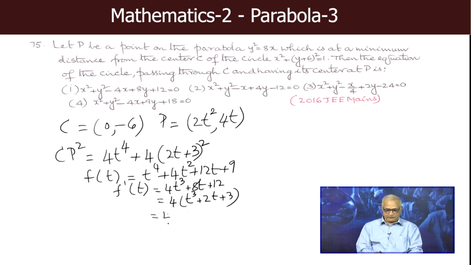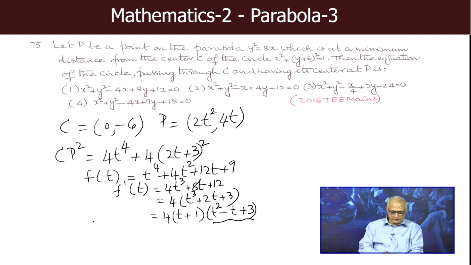Therefore, t plus 1 is a factor of this cubic polynomial. So, the other factor is t² minus t plus 3. Well, this can never be 0. t² minus t plus 3 is always positive because the discriminant is negative and the coefficient of t² is 1, positive. Therefore, it always takes positive values for all values of t. Therefore, f dash t is 0 only when t equal to minus 1. So, this must give a minimum value for CP.